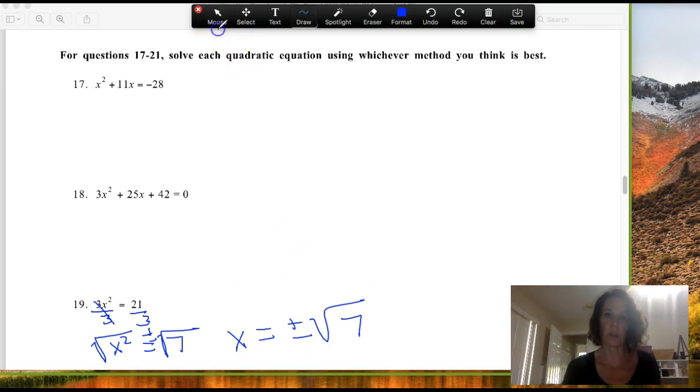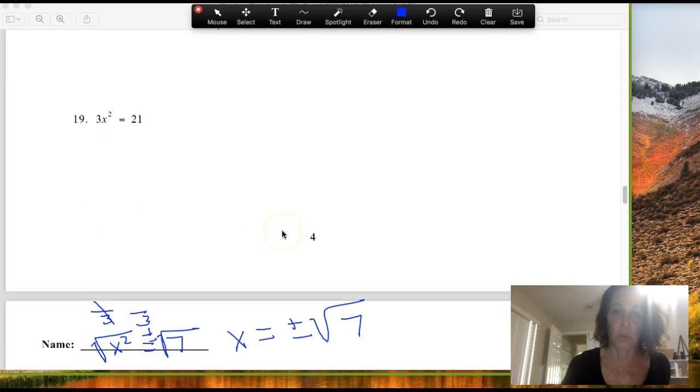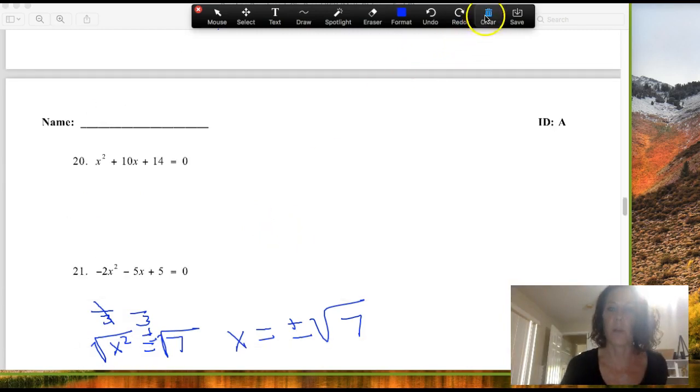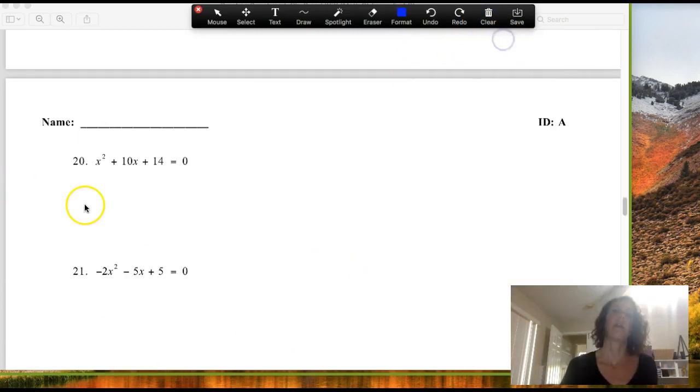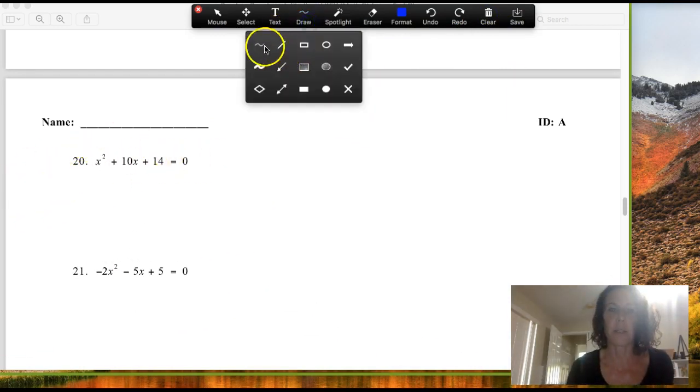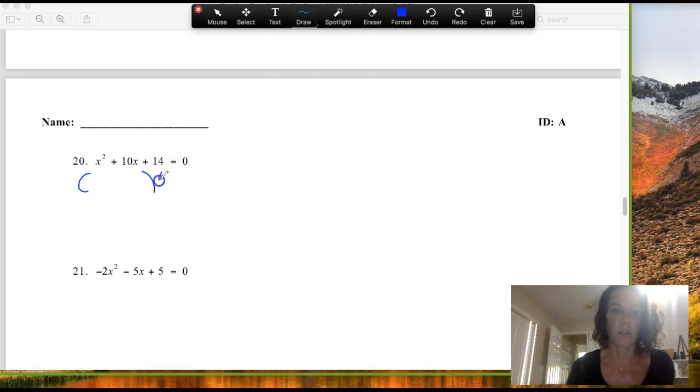Two solutions there. Okay. Whenever you're solving for x and it's squared, you should have two solutions, right? Okay, let's go on to number 20. How are we going to solve this one? This one looks like maybe it might factor. If it factors, it's probably the easiest method. Let's see if I can factor this real quick.